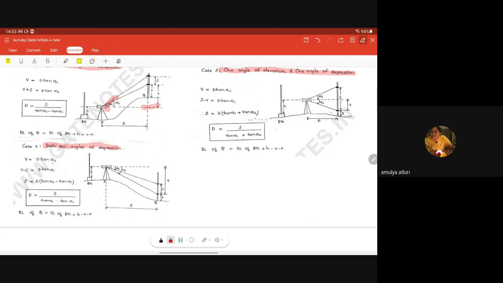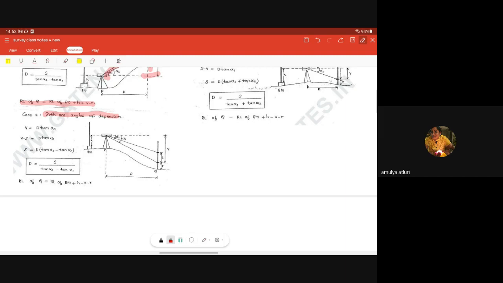Next, what is RL at Q? RL of BM plus height plus V minus R. So if it is in height, we have considered all this thing. So this has to be minus, right? So minus R.